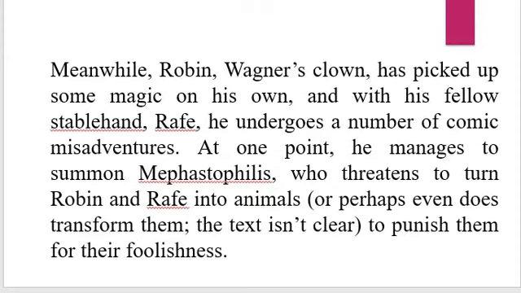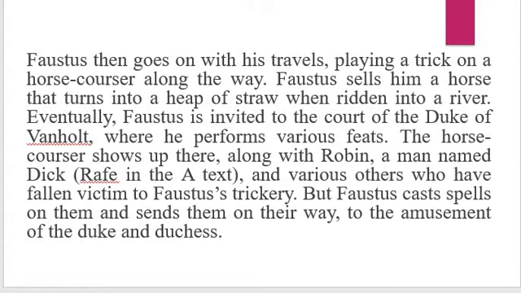Faustus then goes on with his travels, playing a trick on a horse courser along the way. Faustus sells him a horse that turns into a heap of straw when ridden into a river. Eventually, Faustus is invited to the court of the Duke of Hainault, where he performs various feats.